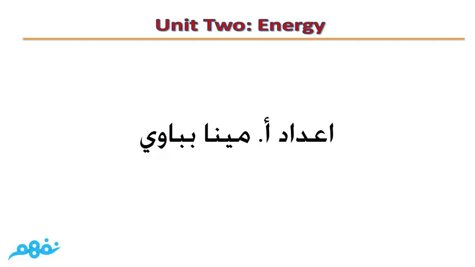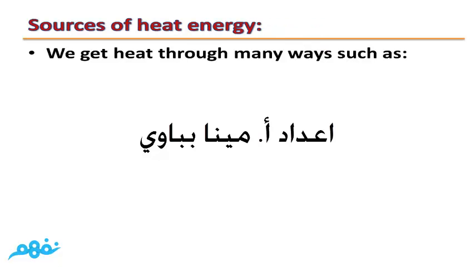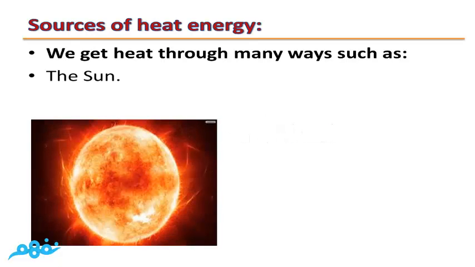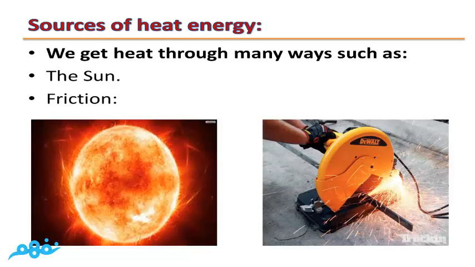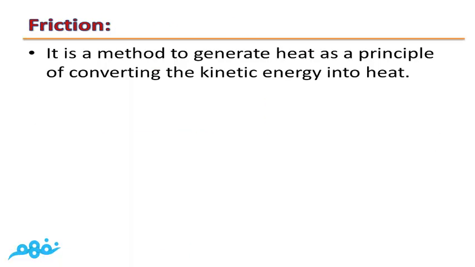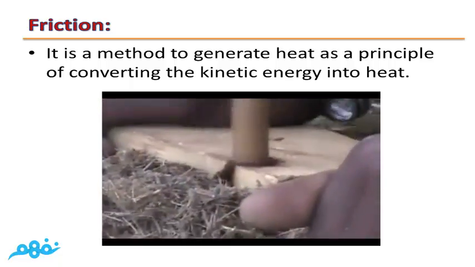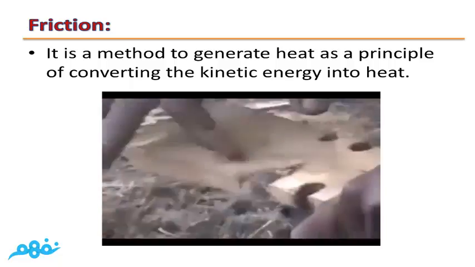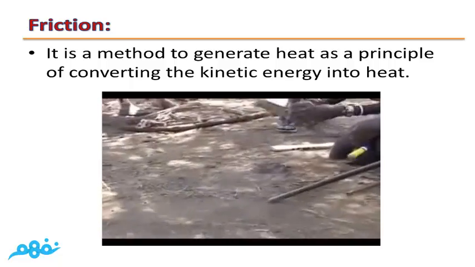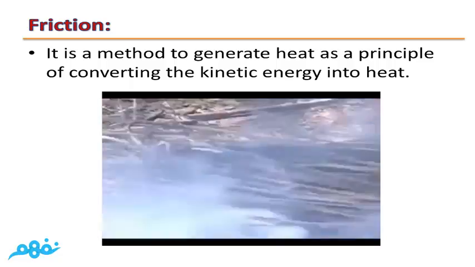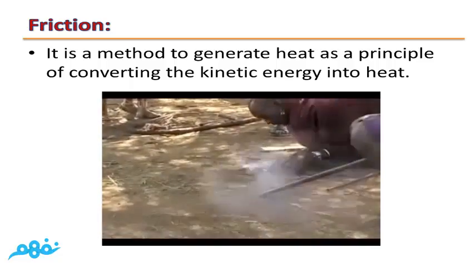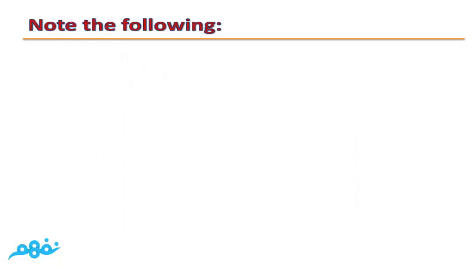Unit 2, Energy. Lesson 3, Heat Energy. Sources of heat energy. We get heat through many ways, such as the sun and also from friction. What's meant by friction? It is a method to generate heat as a principle of converting the kinetic energy into heat energy, as you can see from this video. Kinetic energy is changed into heat energy.